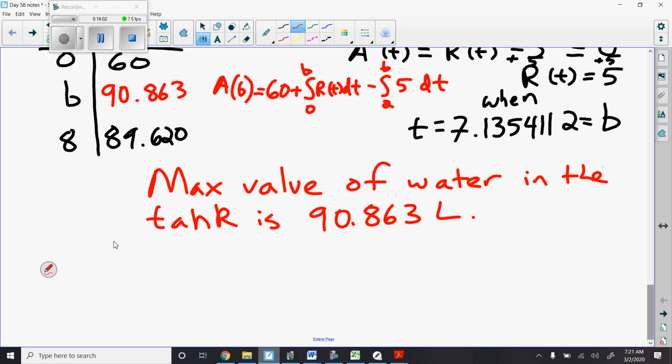Since they wanted the max value, I just report the Y value of 90.863. Be careful because they might have asked you at what time does the tank have the maximum amount of water in it. Then we'd say T equals 7.135, and that would have been our answer. Okay. If you're unsure which one they're asking for, just put both.